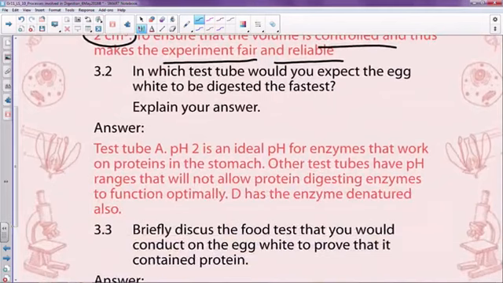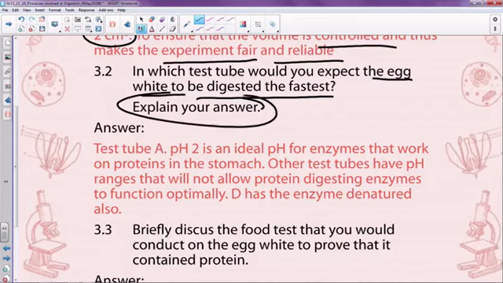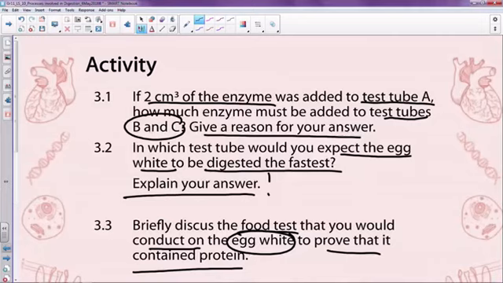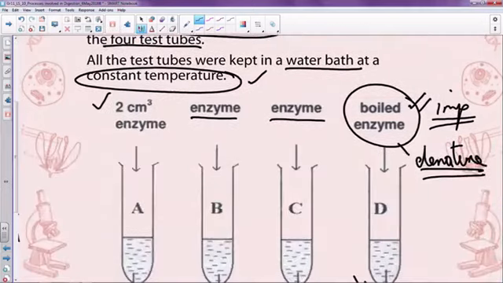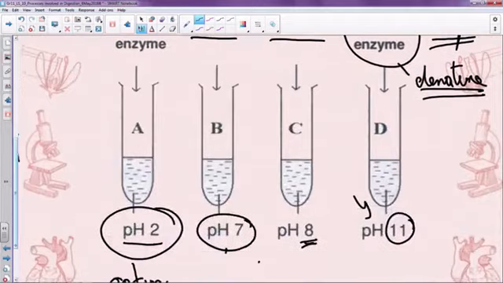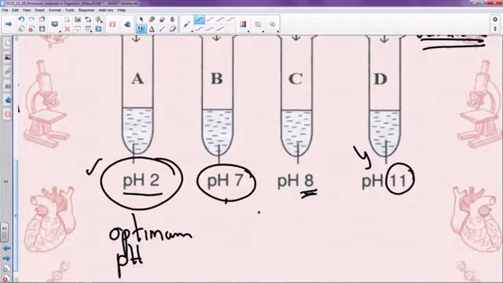3.2 was, in which test tube would you expect the egg white to be digested fastest? Explain your answer. Okay, the answer to this would be test tube A. We've got to explain why. I'm just going to jump back to the diagram. When we look at test tube A, guys, test tube A contained 2 centimeters of enzyme. It contained pH 2, which is obviously the optimum pH at which your gastric enzymes function.